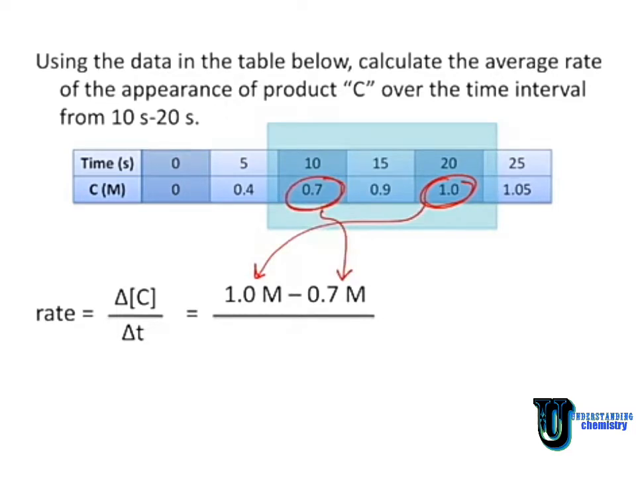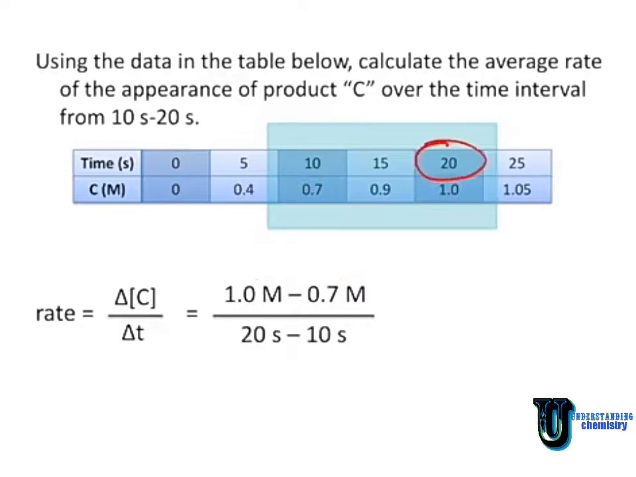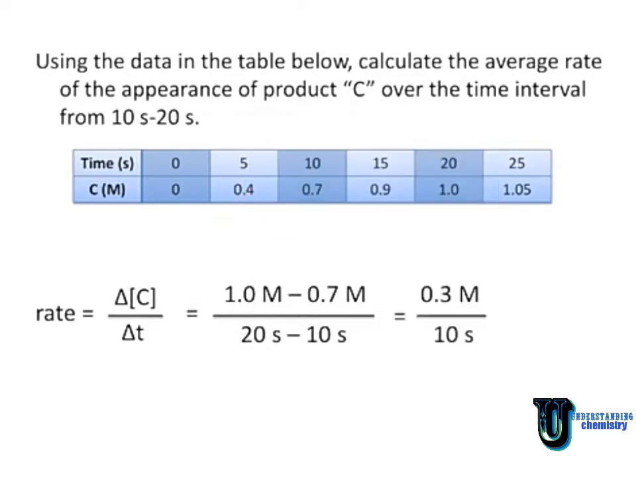So that will give us a change in the concentration of product C over the change in time. So our final time minus our initial time, which is what we put down here on the bottom. And we'll get that the concentration of C changed by 0.3 molar over a time interval of 10 seconds. And then you can just divide those two numbers and you'll get an average rate of 0.03 molar per second.